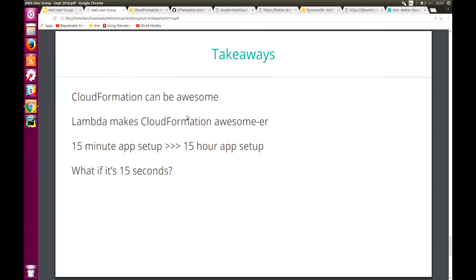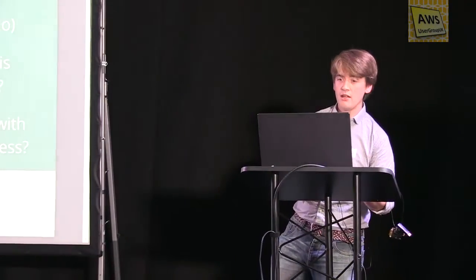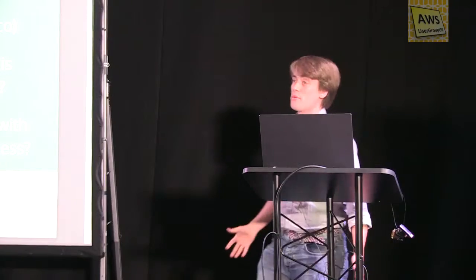We have this question: what would happen if you went from 15 minutes to 15 seconds? What if, instead of just pushing your feature branch to Git, you could push it to an environment, and you could send somebody a link to see your changes? How would that make you try out new things even better? That's something we're actively prototyping. So that's my talk.